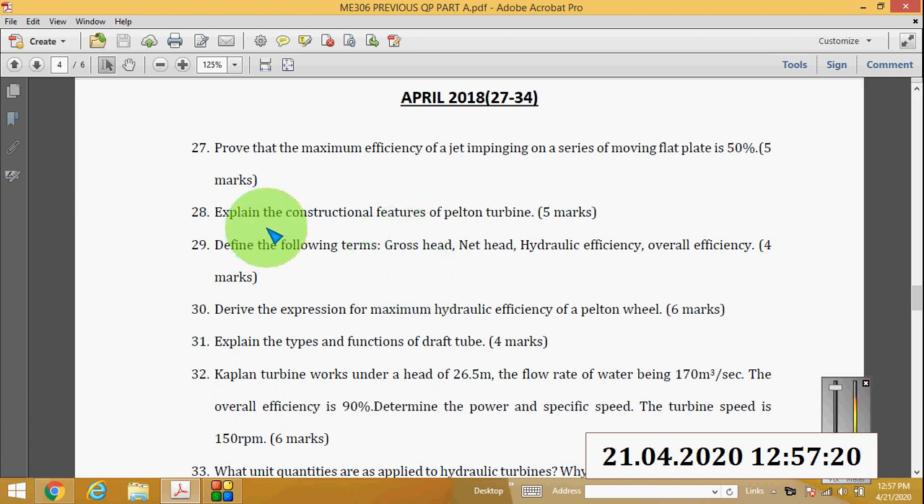Next question is the constructional features of a Pelton turbine. This is from the April 2018 question paper; you can refer to it. The question is: explain the constructional features of a Pelton turbine. The marks are 5 marks, so you have to write the constructional features of the Pelton turbine, and you will get 5 marks here.